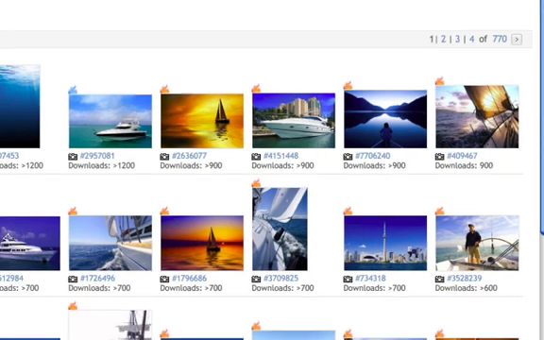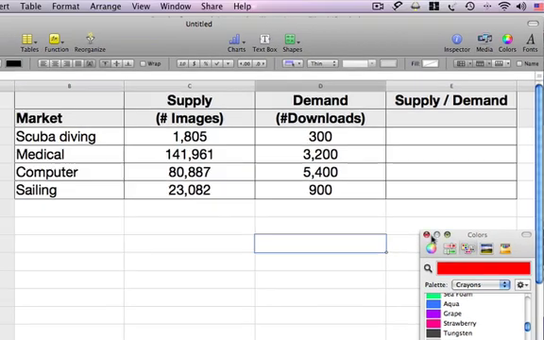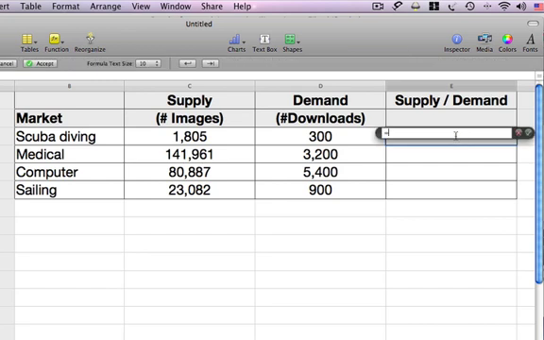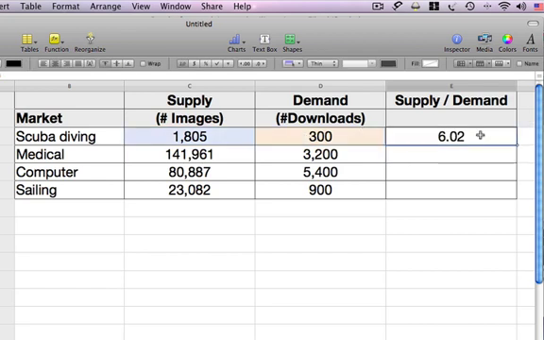So now I will continue over to my spreadsheet here. And to save time, I already filled in this information. Scuba diving, 1,805 images and 300 downloads. Computer, 80,887 images and 5,400 downloads and so on. So all we have to do now is to divide supply with demand. And then we get the ratio between supply and demand. And then we do the same for all the other markets.